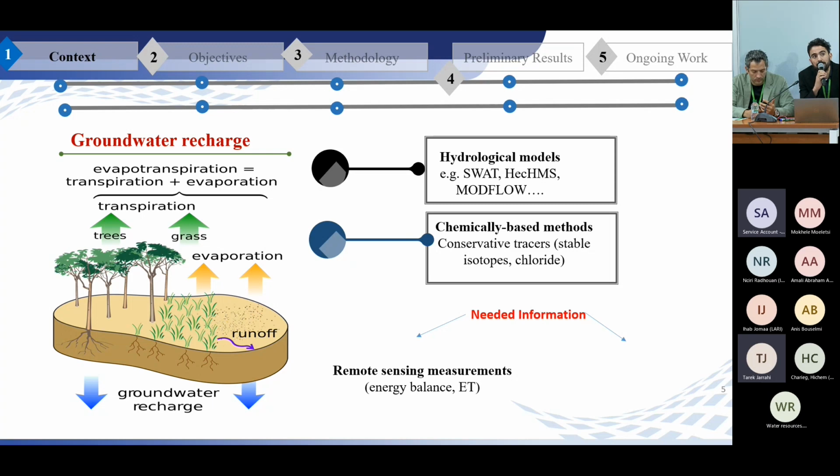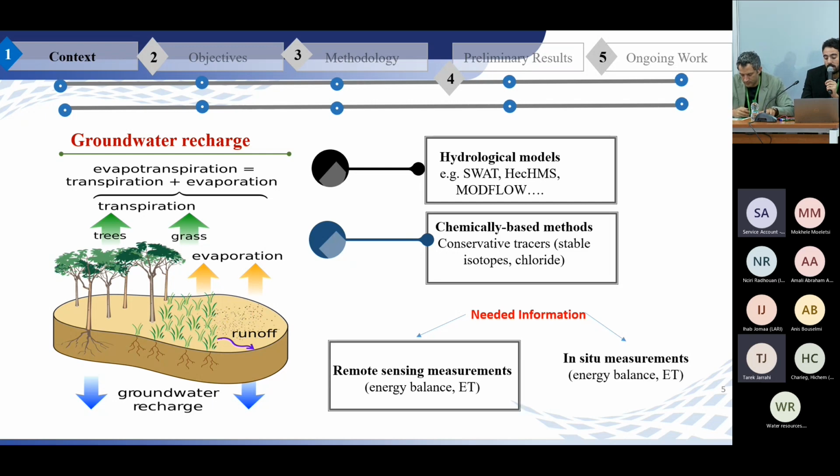mainly the hydrological models, for example physical process-based models, and we've got chemically based models that use conservative tracers, like isotopes and chlorides. And for the data needed, we might need remote sensing products, reanalysis, and in situ measurements from eddy covariance towers, scintillometers, lysimeters, meteorological stations, etc.